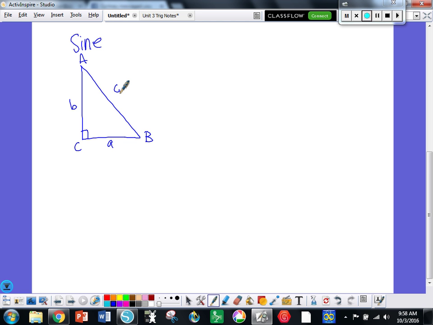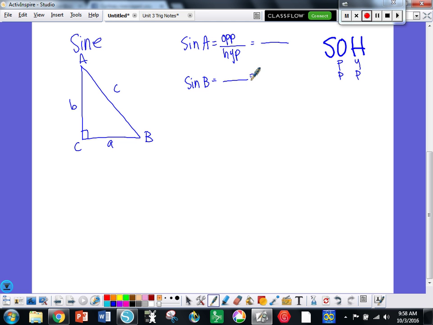Now what part of the SOHCAHTOA is the sine? It's the SO part, right? Sine stands for what over what? Opposite over hypotenuse. So the sine stands for opposite over the hypotenuse. All right, so it says sine A.